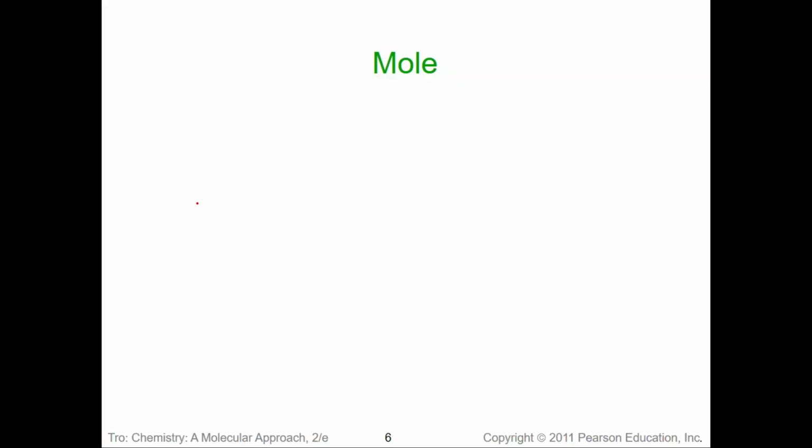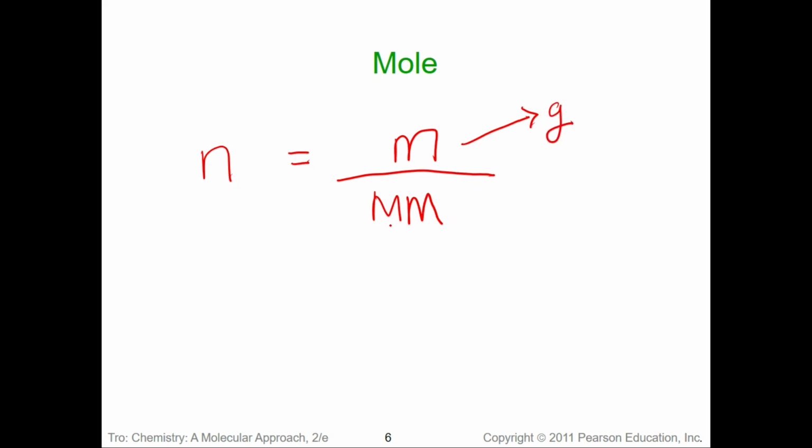So the first important formula in chemistry is mole. We put the symbol as n, which is equal to mass, with the symbol m, over molar mass. Make sure the unit for mass is in gram, and molar mass is based on the periodic table. The unit for molar mass will be gram per mole.